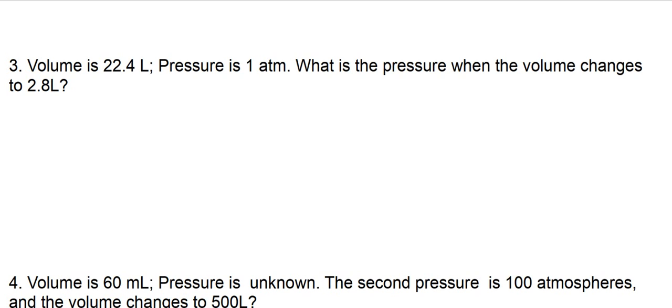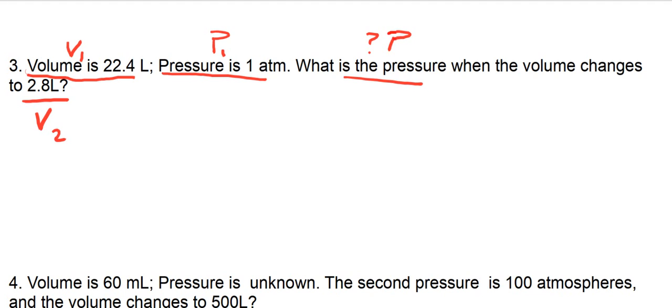So, with any word problem, you want to identify what you're given. So we know that we have volume, so we're going to do volume. We have pressure, and what is the pressure? This is what we're trying to find out. What is the pressure when the volume changes to 2.8 liters? So we have volume 1 and volume 2, and we have pressure 1 and pressure 2. So we want to find out pressure 2.